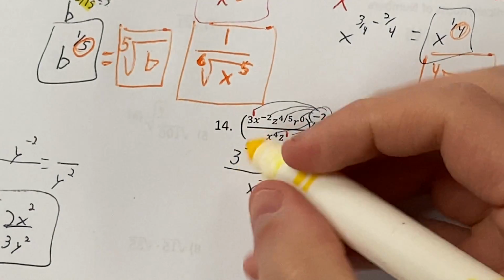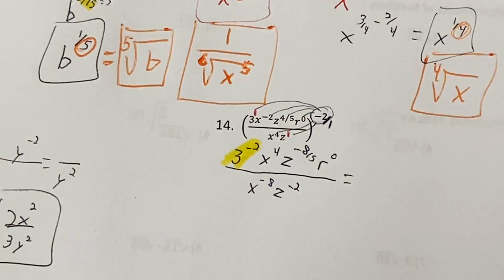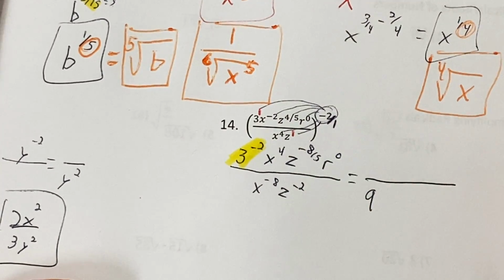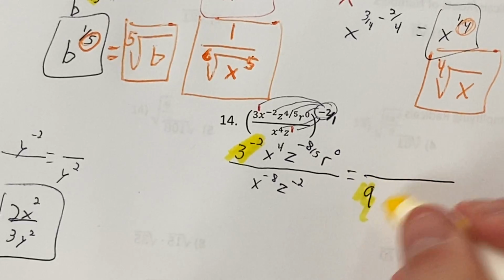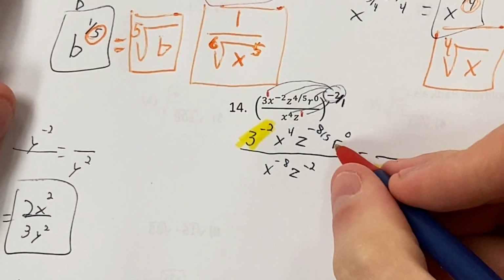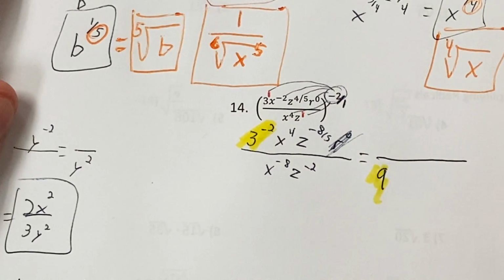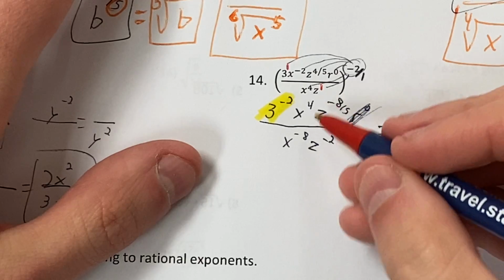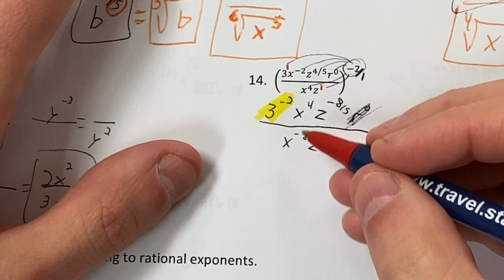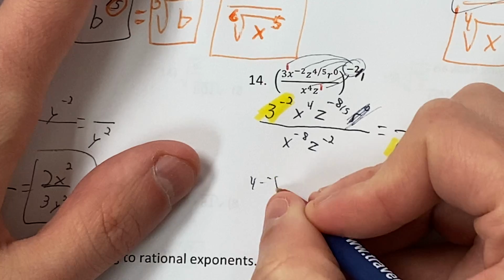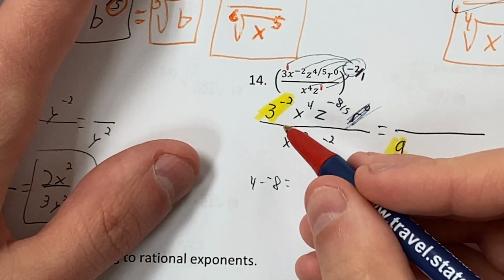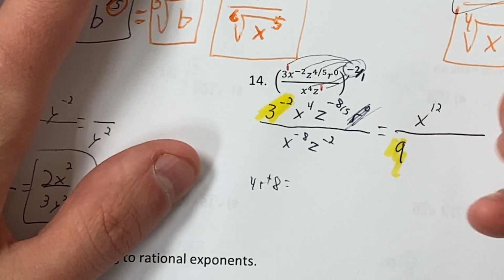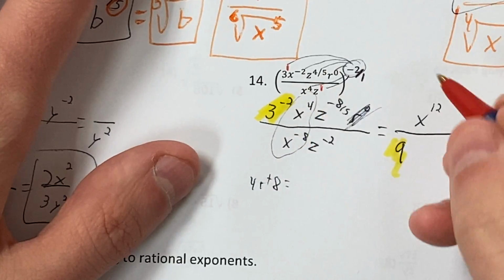All right, so this 3 to the negative 2, 3 squared is 9, so you're going to end up with a 9 in the bottom. r to the 0 is just 1, so that just goes away. Here we have a 4 and a negative 8. You subtract them, so 4 minus a negative 8. Turns into a plus, so you get 12. So x to the 12. And that deals with the x's.